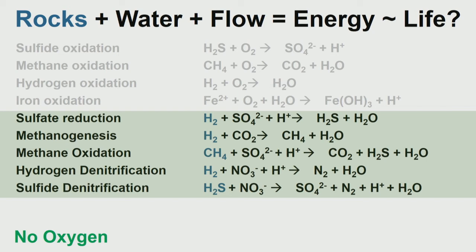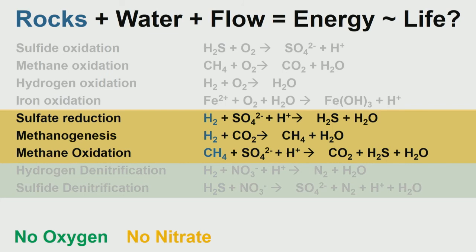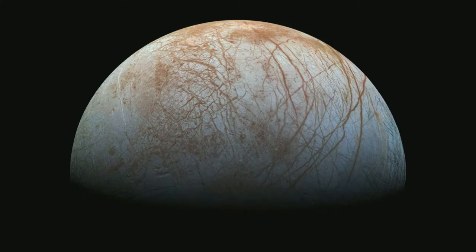We know that in early Earth's history, for example, we didn't have abundant nitrate. And now we're stuck with these 3 anaerobic metabolisms. We have sulfate, we have hydrogen, we have methane. Now, in fact, these metabolisms could potentially exist here on Jupiter's moon Europa.